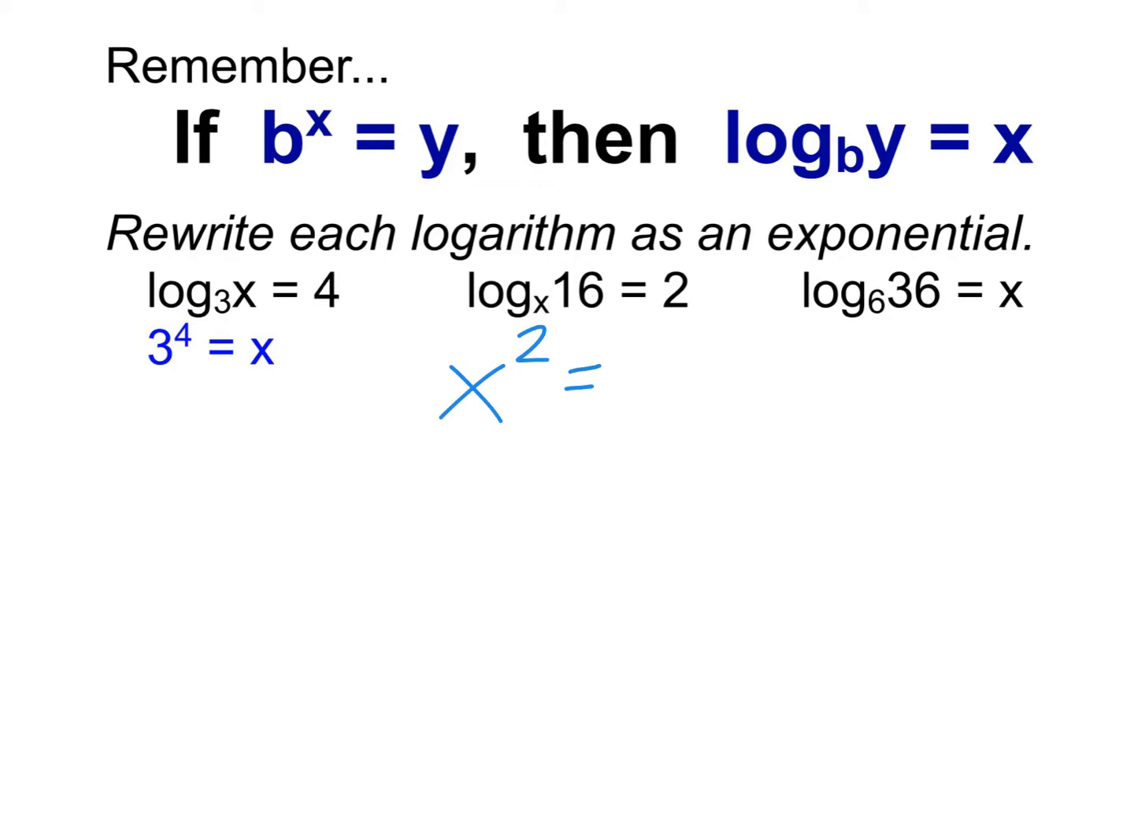Notice where the y comes from. It's right after the base, so in this case it is 16. So we got x squared equals 16. And then finally, for this last one, we got log base 6 of 36 equals x.